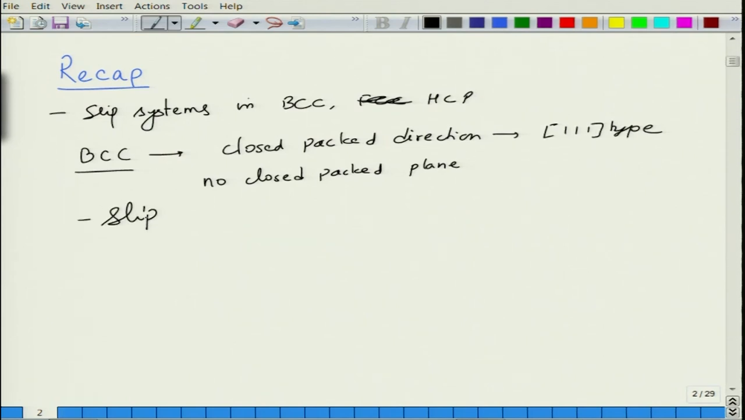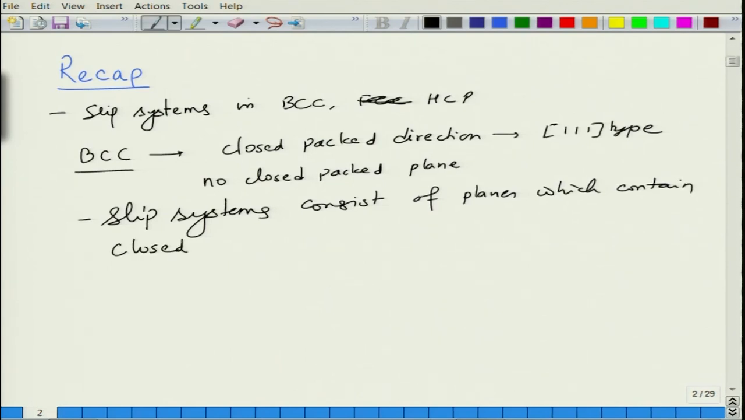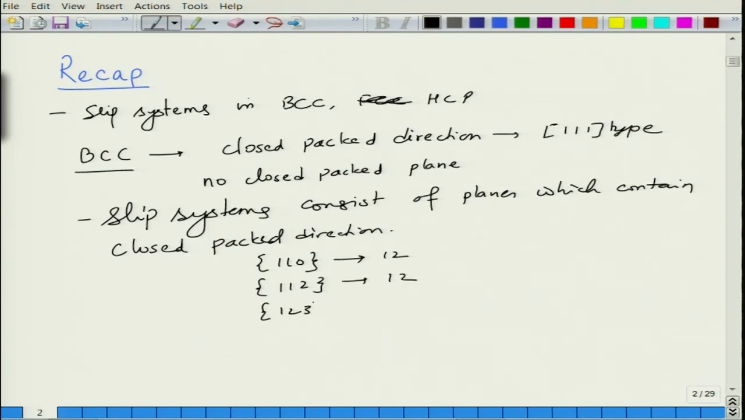So, slip systems consist of planes which contain the close-packed direction. As a result, the 111 direction is contained by 110 type of planes, 12 of them, then we have 112 type of planes, another 12 of them, and then we have 123 type of planes, which are 24 of them, so 6 of these planes. 6 planes contain 2 of those directions, these contain 1, these contain 1, so a total of 48 slip systems as against 12 in FCC.